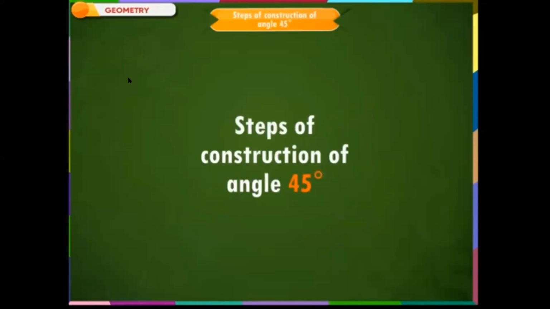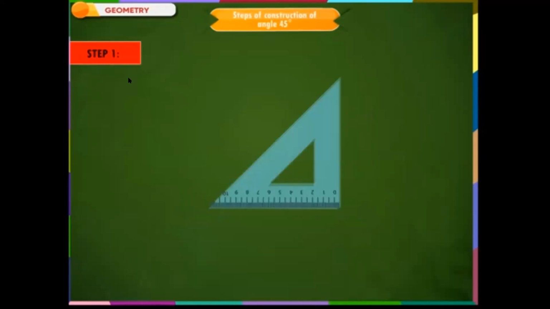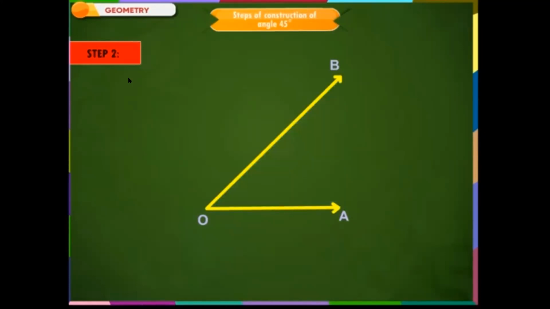Steps of construction of angle 45 degree. Step 1. To construct an angle of 45 degree, place the set square with the 45 degree angle at a point O and then draw a ray OB starting from the vertex measuring 45 degree. Step 2. After this, draw a ray OA along the other edge of the set square starting from point O. The angle so obtained is of measure 45 degree.